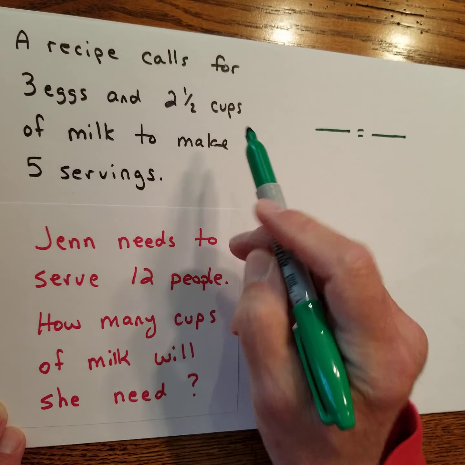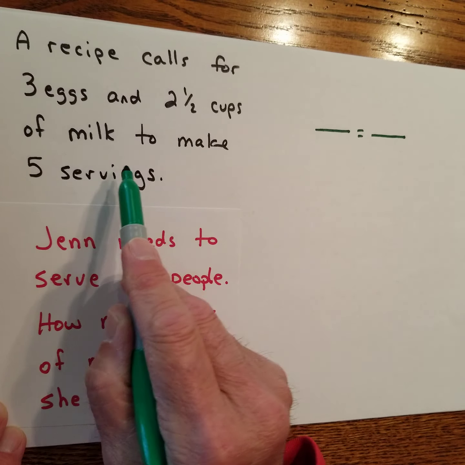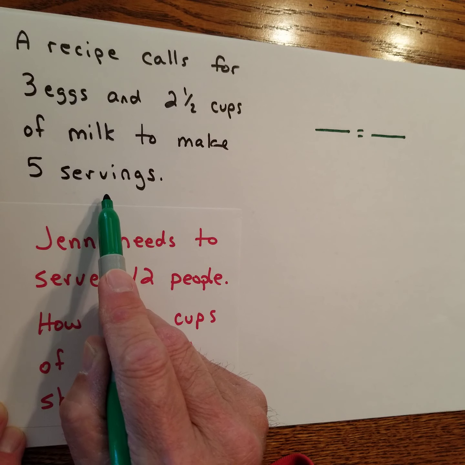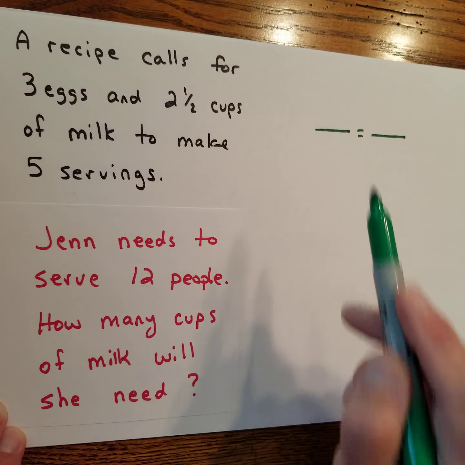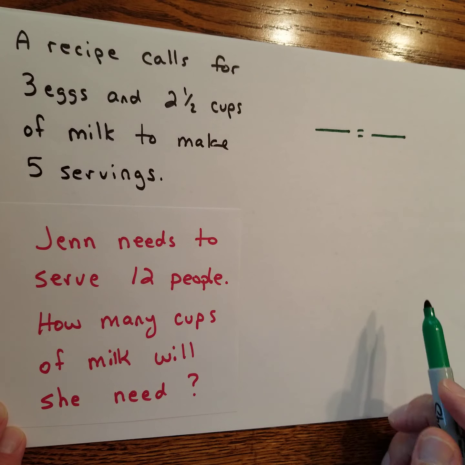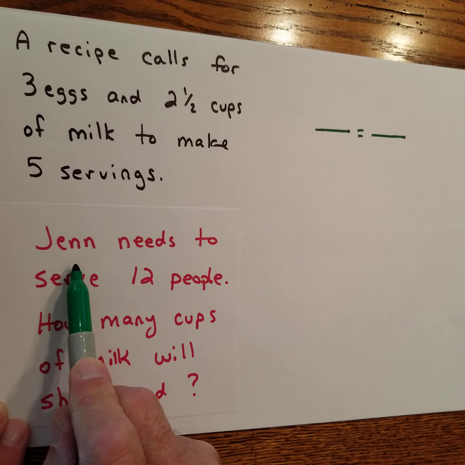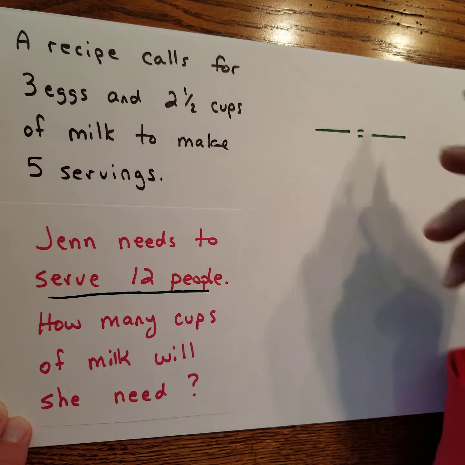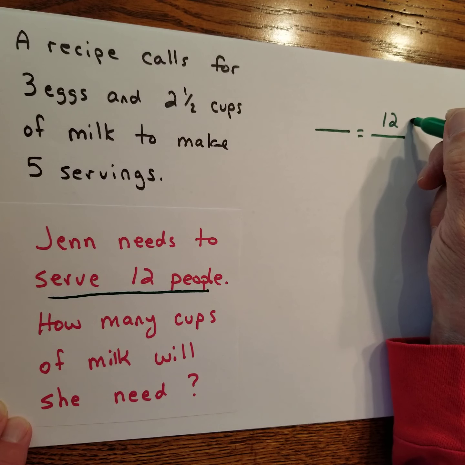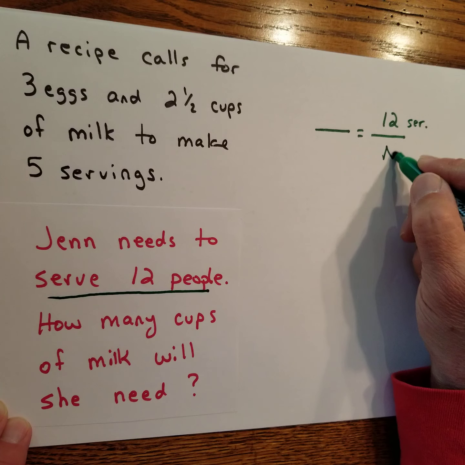But this problem says a recipe calls for 3 eggs and 2.5 cups of milk to make 5 servings. That's 1, 2, 3 numbers, but I can only use 2 of them at a time. Which 2 do I choose? Well, let's keep on reading. It says that Jen needs to serve 12 people. How many cups of milk will she need?